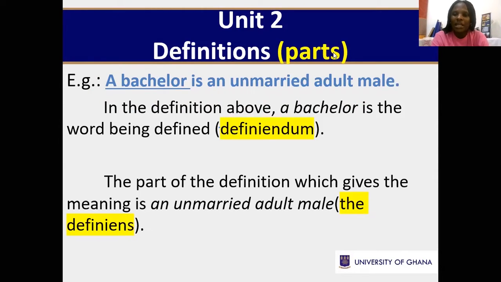Now, what is the technical label for the unknown word? Definiendum. You see it on your screen. Then the other parts that help you to make meaning of the unknown word are called the definiens. So every definition has two parts, the definiendum and the definiens.